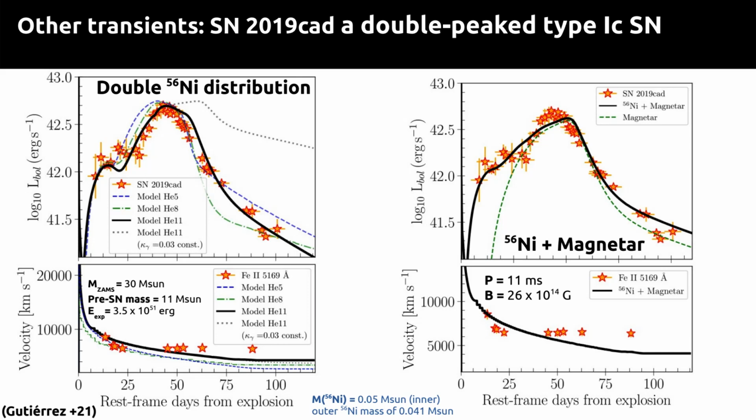On the other hand, we can have a configuration that could be nickel plus magnetar. So the nickel powers the first bump or peak, and then the magnetar is responsible for the second peak. In this case, it was very difficult to know which one is the best. However, the reddening was a bit confusing for this object, and we believe it is much brighter. If that is the case, we favor the nickel and magnetar model.